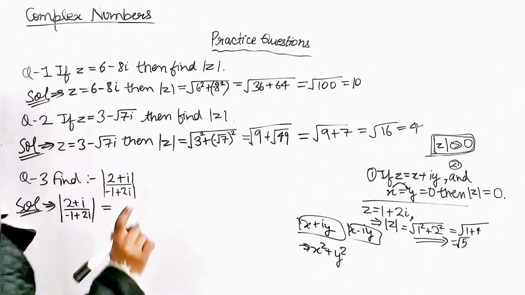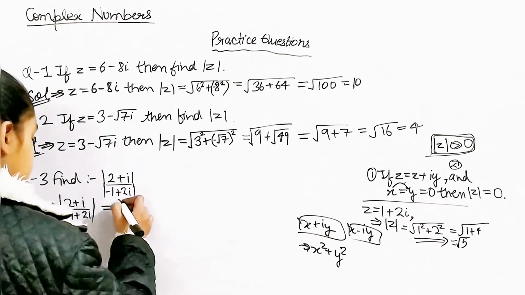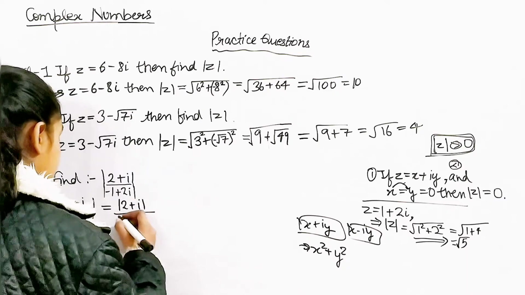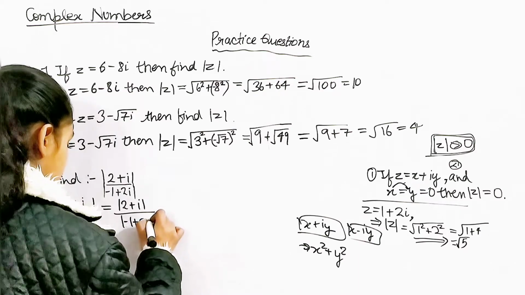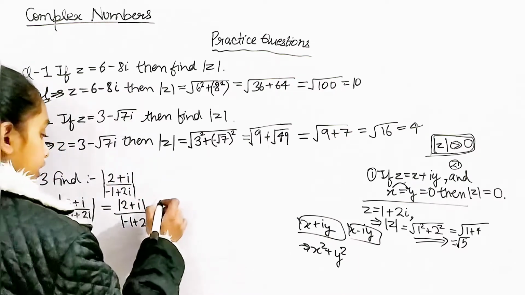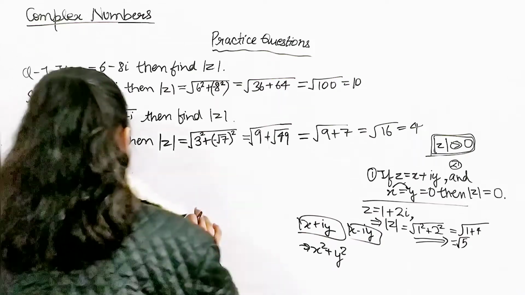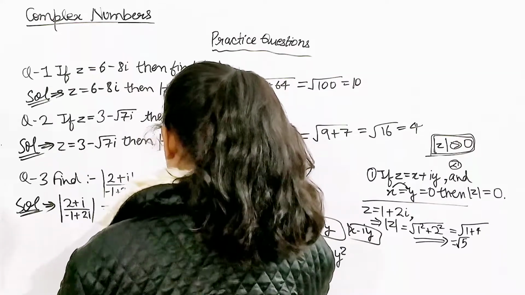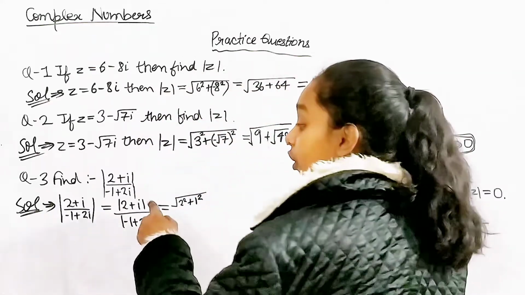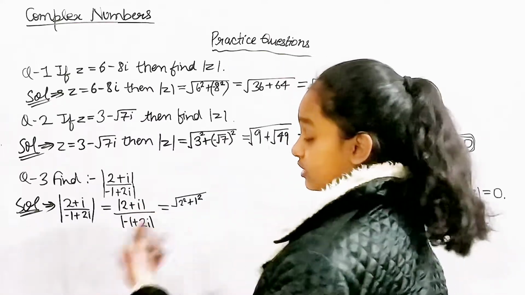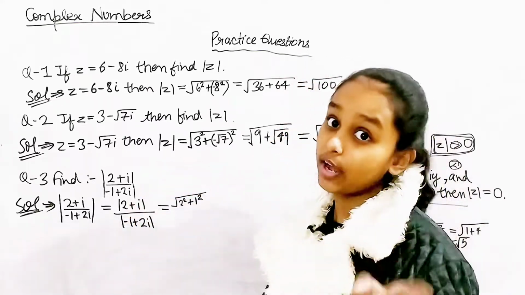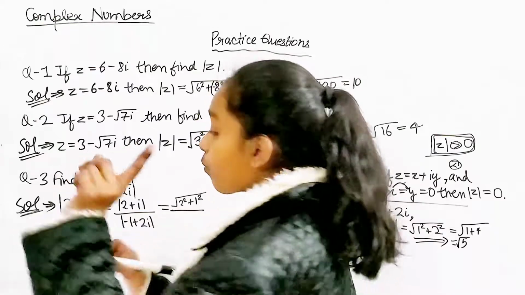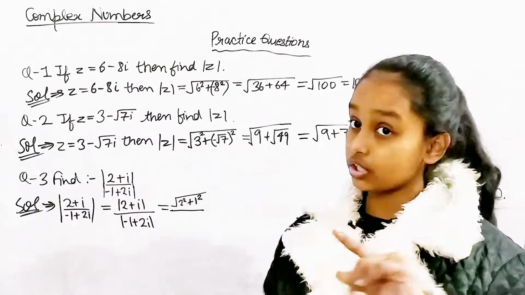So first of all, don't forget the square thing. It's going to be mod of 2 plus iota divided by mod of negative 1 plus 2 iota. I've just separated the modulus. And next, we're going to write it under root, which is going to be 2 squared plus 1 squared. The 1 is not mentioned here, but it is 1 iota, right? So 1 squared, and in the denominator, one thing is that it is not equal to 0.